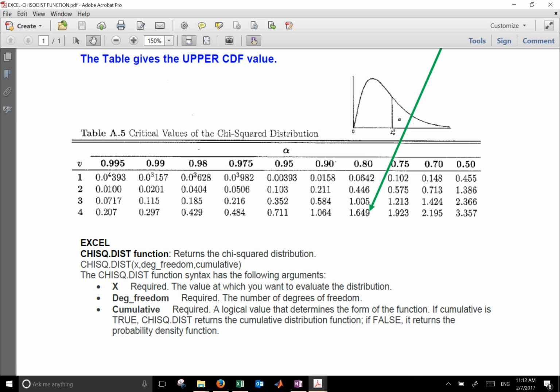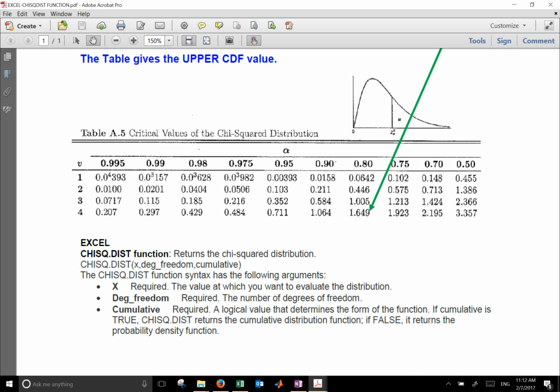And this cumulative argument is required because it is a logical value, true or false, that determines the form of the function. If it is true, it returns the CDF function. This is a specification from Excel, okay? The CDF function didn't say whether it is lower CDF or upper CDF, but you can test it. If you have a table, you can test whether it is lower CDF or upper CDF. But I have already told you this is lower CDF. Excel gives us lower CDF, and the book gives us upper CDF.